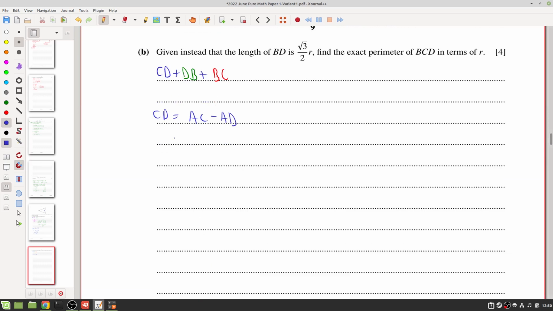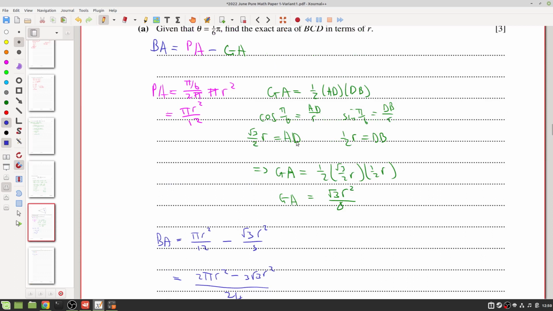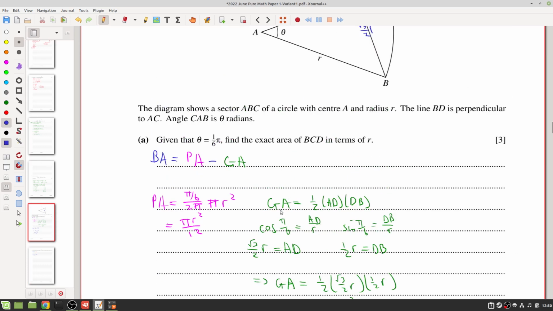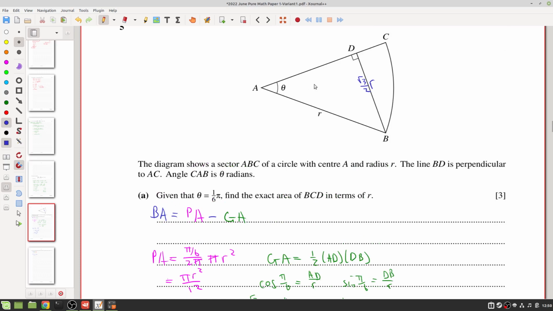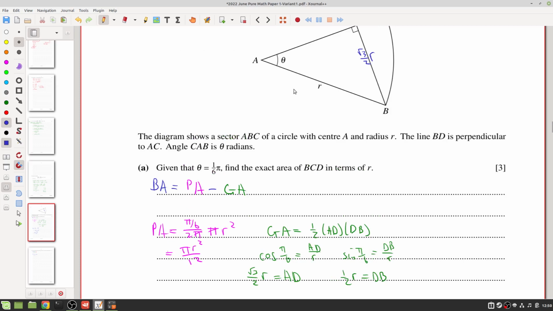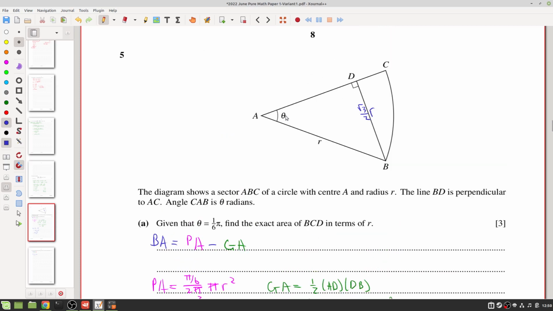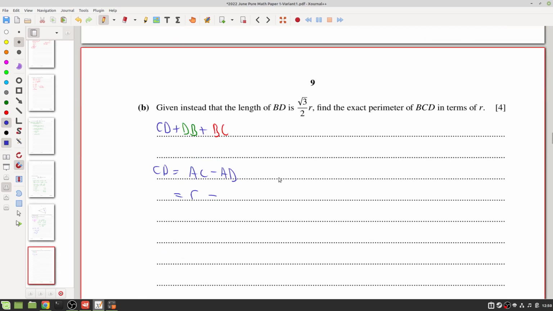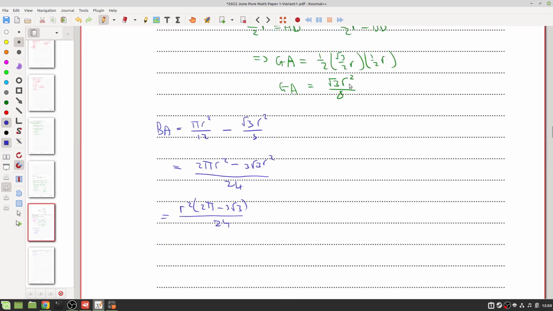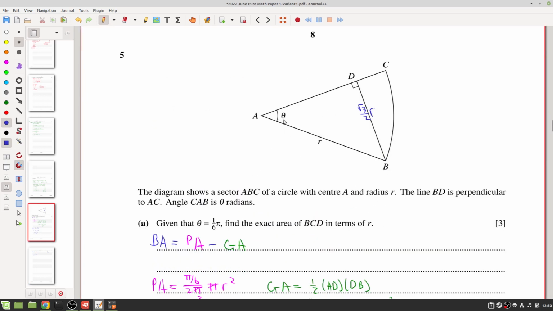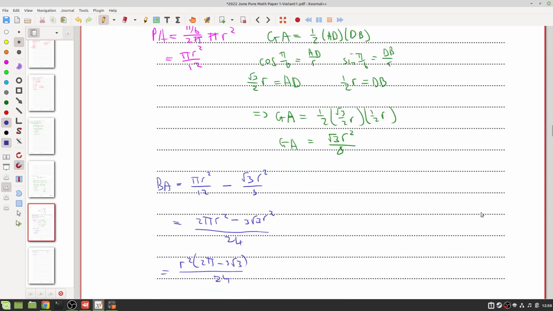So AC, we know that's R, and AD is, sorry, R cos theta. We don't know what theta is, so first let's find out what theta is. To find theta, we can use the two pieces of information we have. We can do sine. Sine theta equals root 3 over 2 R over R.